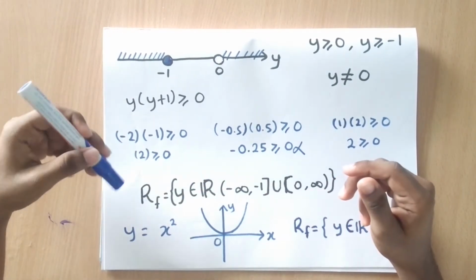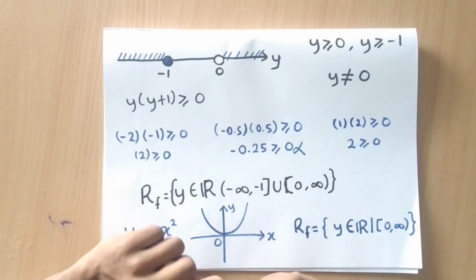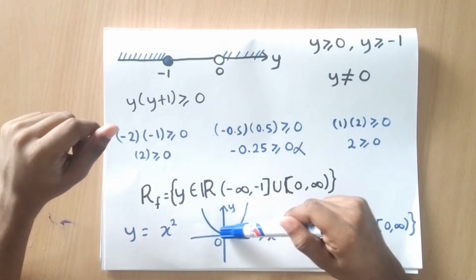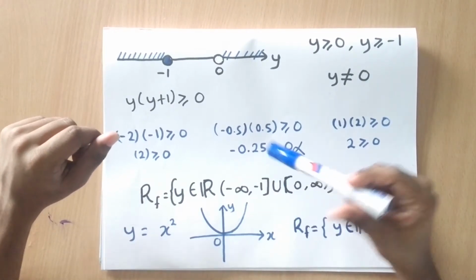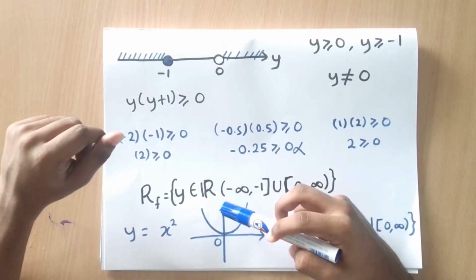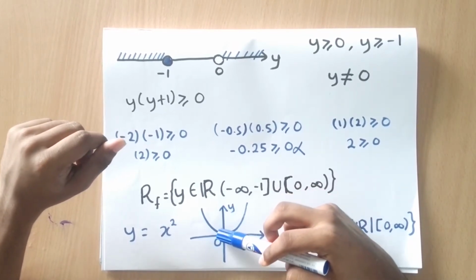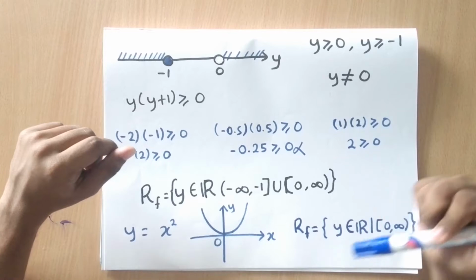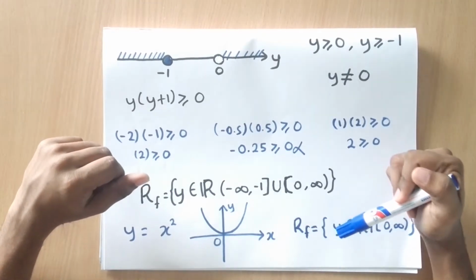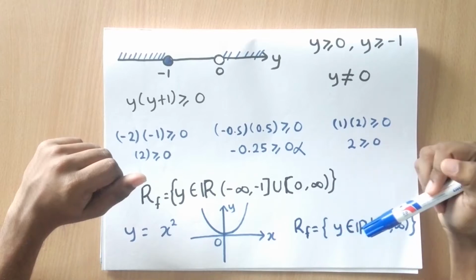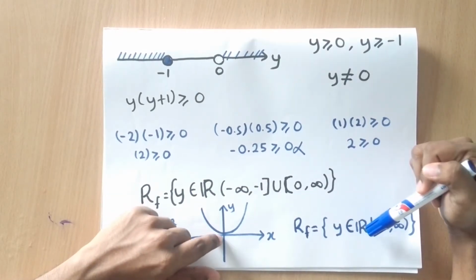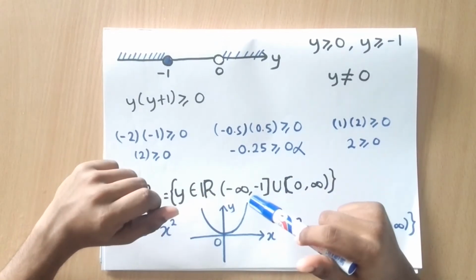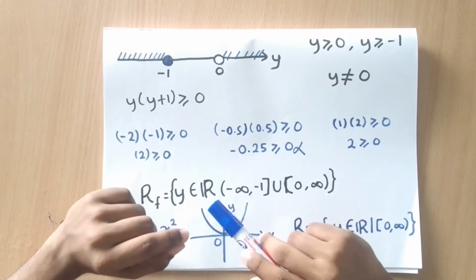So for polynomials, we have to plot the graph and find out the range. For example, for this function y equals x squared, this is the graph. Here we can see that y has all the values above 0 and the graph does not go below y equals 0. So we can say that the range of this function is that y is an element of all real numbers from 0 included to positive infinity. So that is how you find the range of a function.